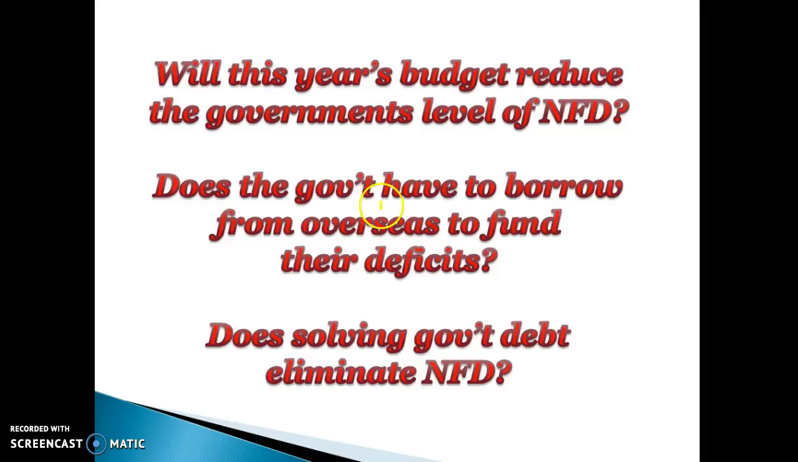So a couple of things to remember is that this year's budget will not reduce the government's level of net foreign debt because we're still in deficit. The debt is likely to increase. Secondly, that public debt is only part of the total level of net foreign debt. There's also a private component. And the government doesn't have to borrow from overseas to fund their deficits. They can borrow from local companies as well. So public sector debt can include money that the government owes to the private sector as well.